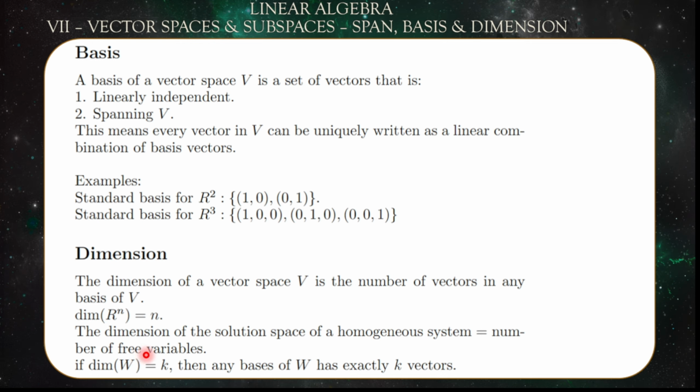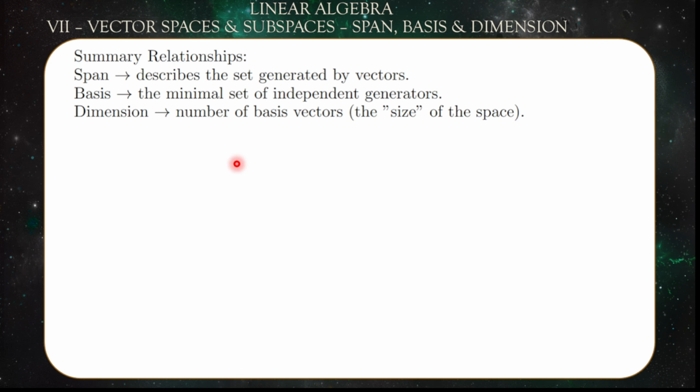Let's say, if the dimension of W is equal to K, then any basis of W has exactly K vectors. And we're going to see examples afterward to break it down and make it simpler. As a summary, the span describes the set generated by vectors. The basis is the minimal set of independent generators from which you can combine and get whatever set of vectors that you want. And the dimension is the number of basis vectors, or the size of the space.